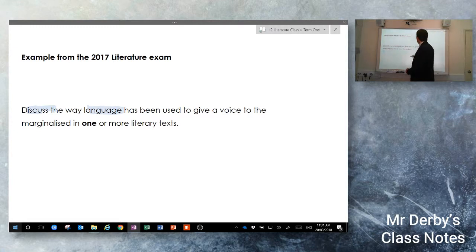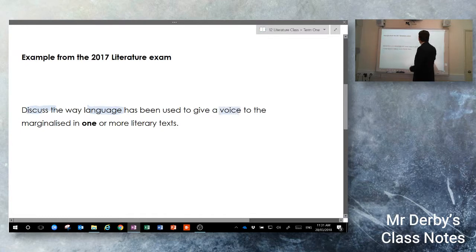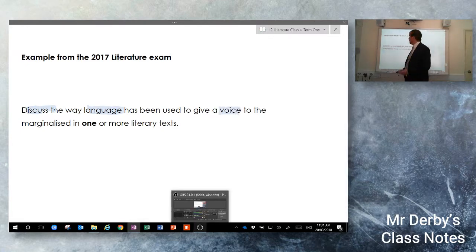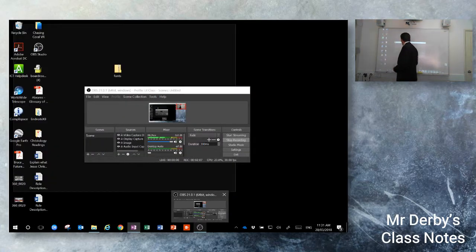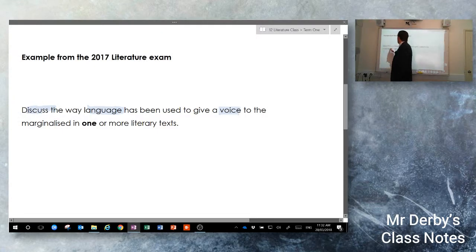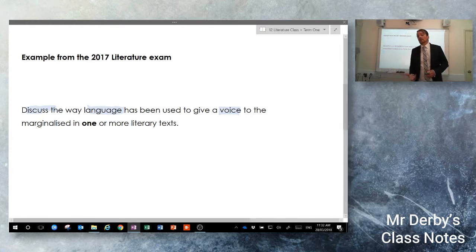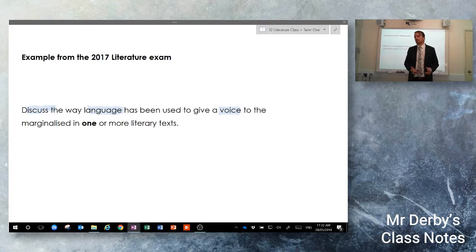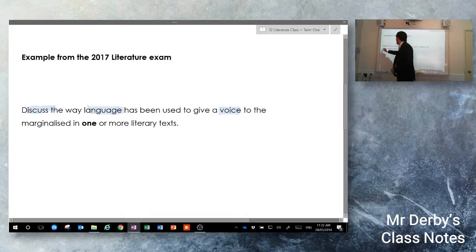Look inside the glossary of your syllabus and look up the word voice. That word is important. We've got a voice to the marginalised. Let me go back to my screen here. And it's about the marginalised. You need to understand that concept of marginalisation in text and what it means to be marginalised. It's an important syllabus concept, and you need to be able to look at that in terms of the question.